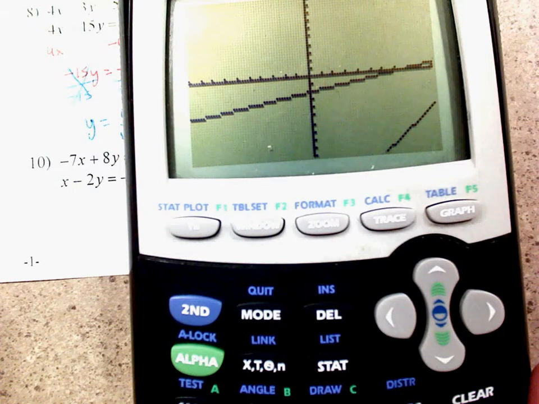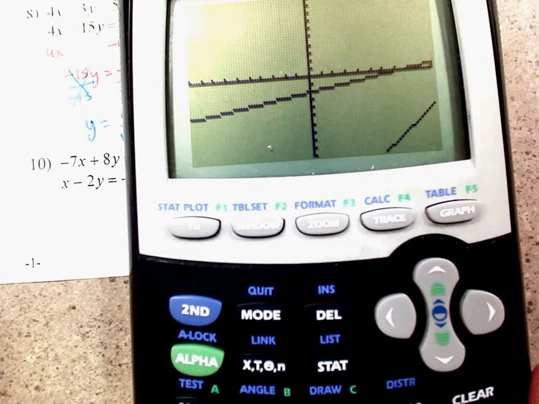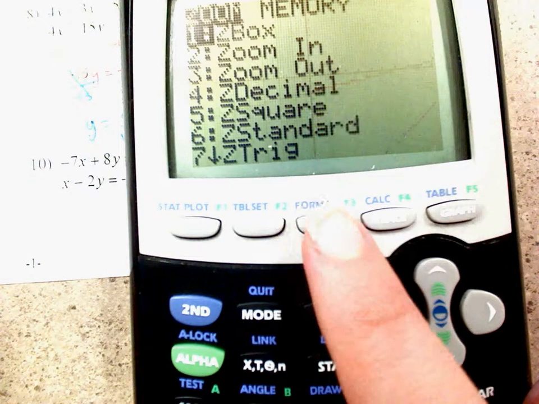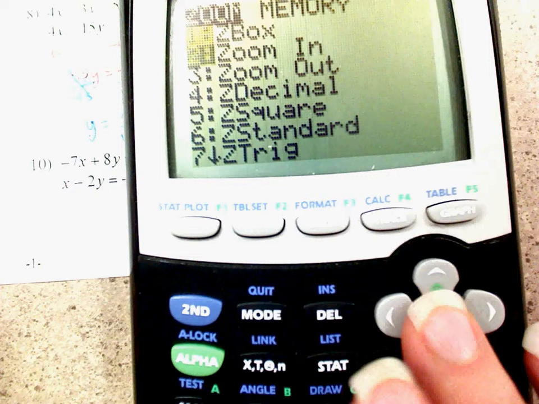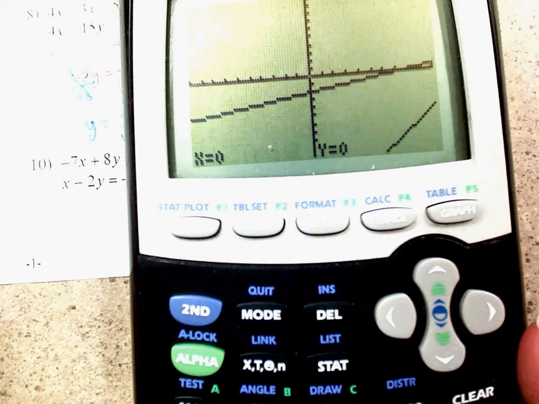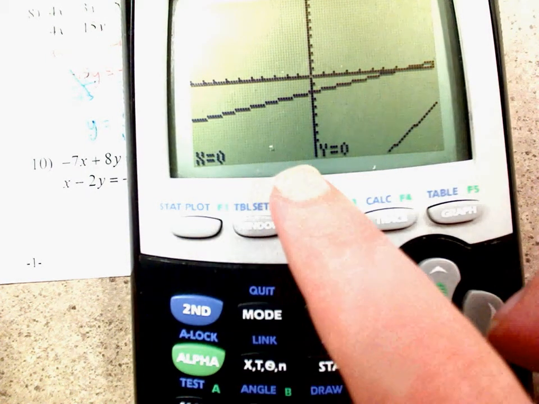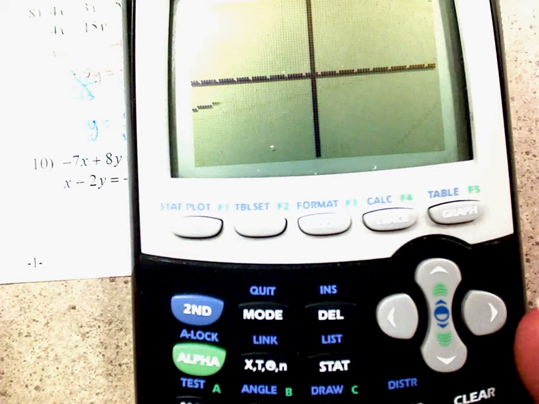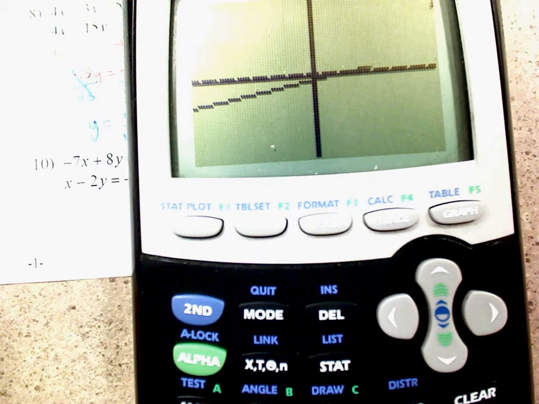Zoom out. If you know how to change the window, you could just change your X max until you can see it. Or you can just go to zoom out, number 3. Now when you do zoom out, guys, notice how it says x equals 0, y equals 0. It's asking for where you want the center to be. I'm just going to press enter and call it good. So when you choose zoom out, you have to then press enter.